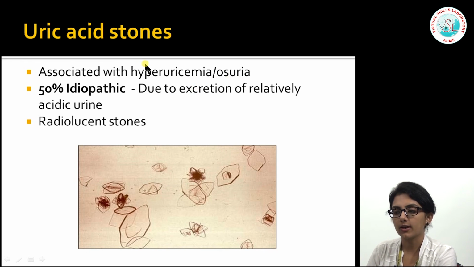Let's move on to uric acid stones. 50% of patients with uric acid stones would show evidence of hyperuricemia or hyperuricosuria. But in 50% of patients are idiopathic and we don't really find the increased levels in the urine or blood. But we know that there is an association with acidic pH. As I had mentioned before, these are radiolucent stones and may not be picked up on an X-ray. And this is what we see in the urine. We see these rhomboid kind of crystals, translucent crystals of urate.